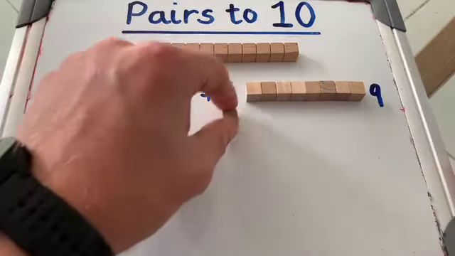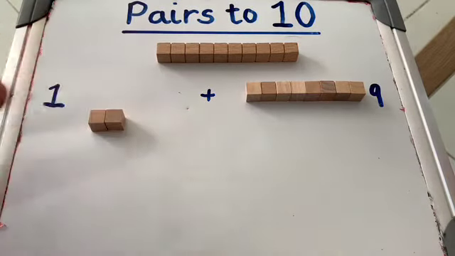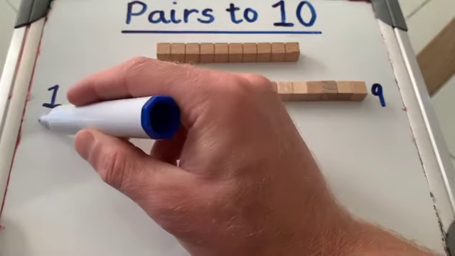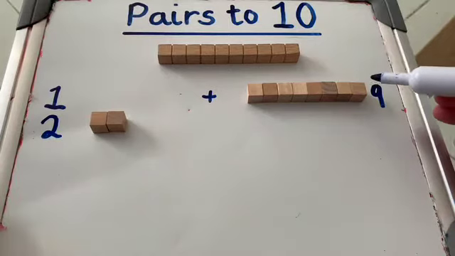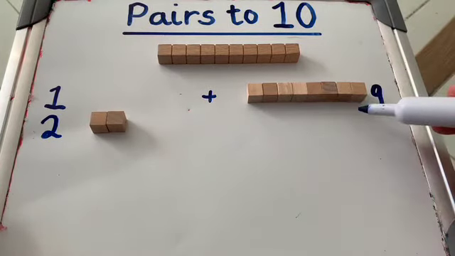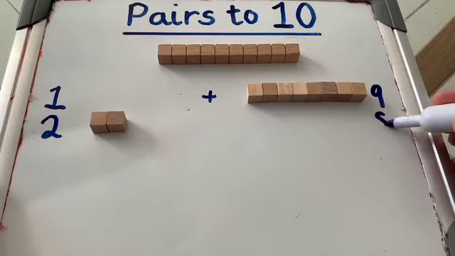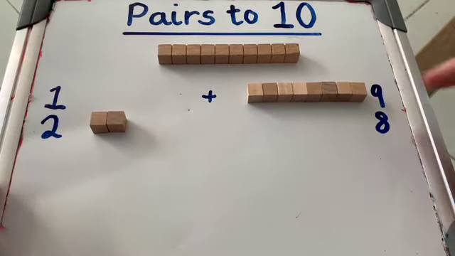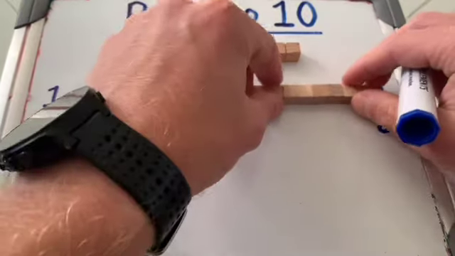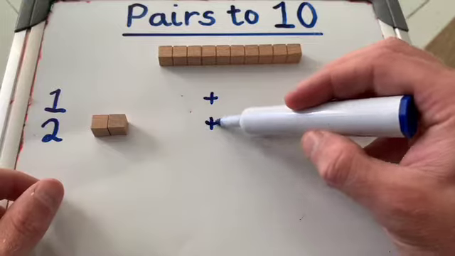Next, I'm going to move another block over to here. So now I have 2 blocks on this side. I've removed one of these blocks, so it needs to be one less on this side, and 1 less than 9 is 8. 2 and 8 make 10. So there's another pair to 10.